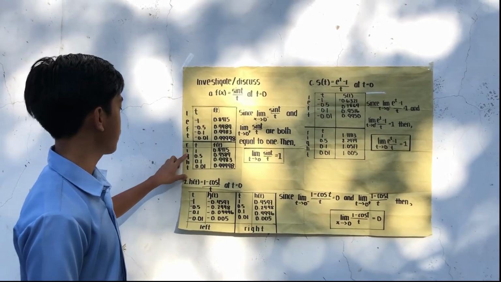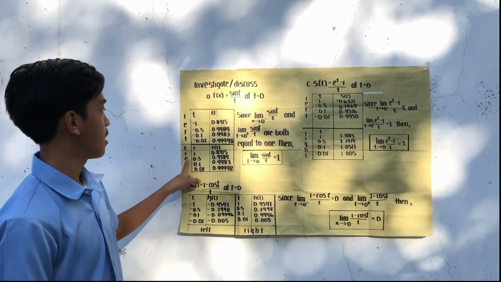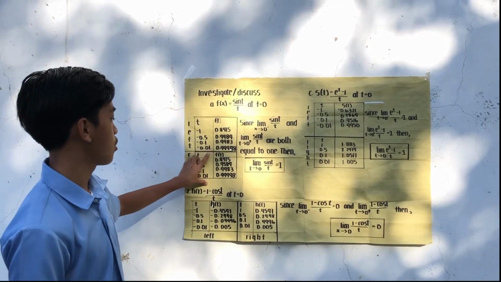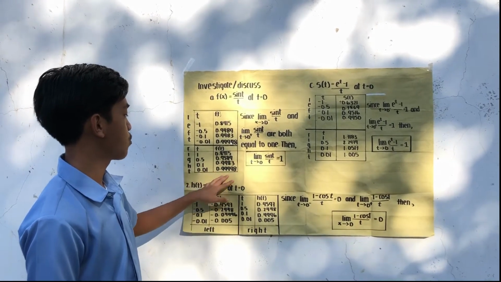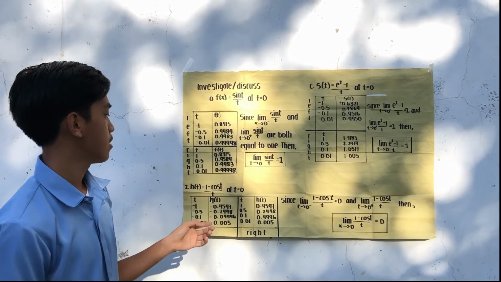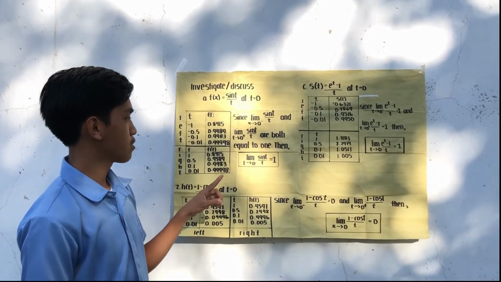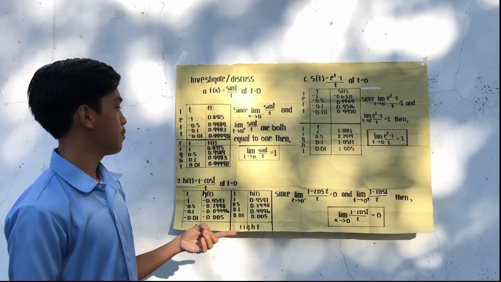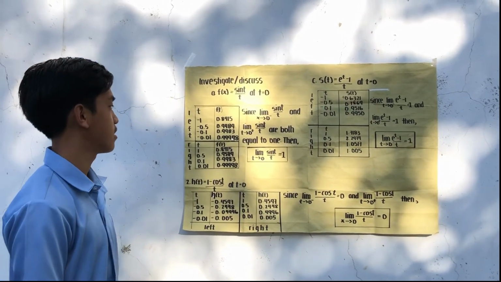Then to the right, same desired values of t. As we can see, it also approaches 1, so they both approach 1. So the limit of sine t over t as t approaches 0 equals 1.